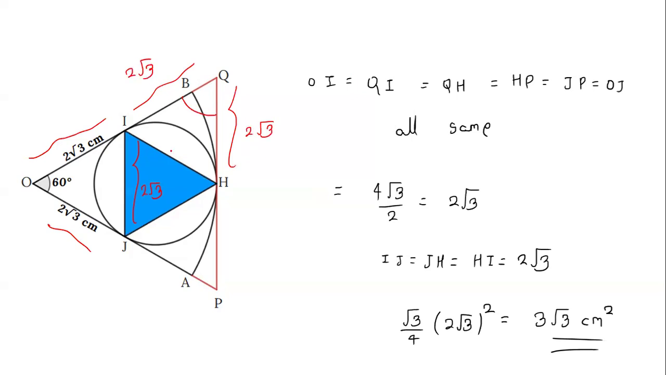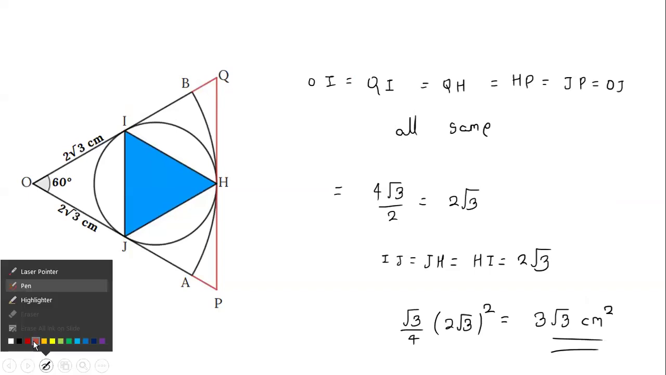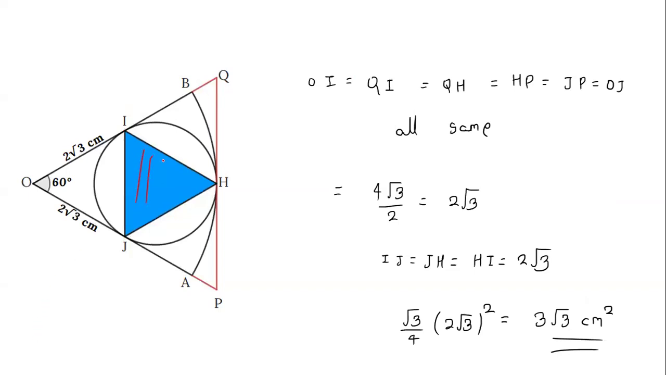And we know this angle is 60 from the previous calculation. We saw that O, Q and P is an equilateral triangle. So this will also be 2 root 3 and this will also be 2 root 3. So all sides of this blue triangle are 2 root 3. So this is also an equilateral triangle, and we can find the area of the equilateral triangle by root 3 by 4 times its side square, which is 2 root 3 whole square, and after solving it will come to 3 root 3 centimeter square, and in this way we can solve this.